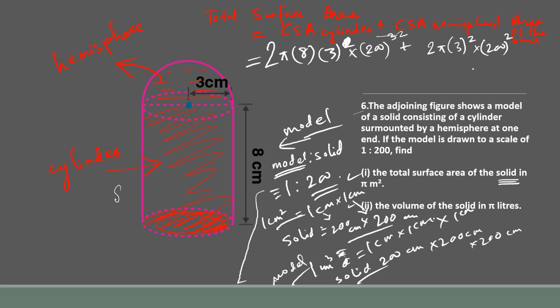And then what is the area of the base? The area of the base is pi r square, simple, pi times 3 square. Similarly, you have to multiply by 200 square. After that, it's just calculation.